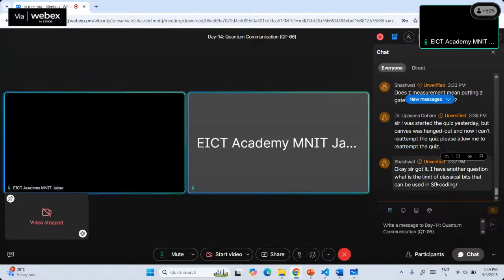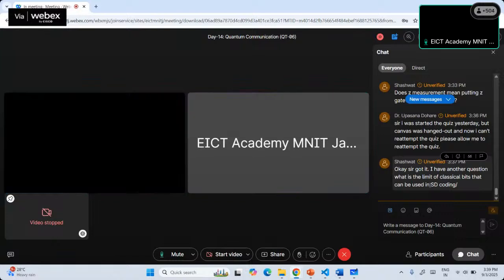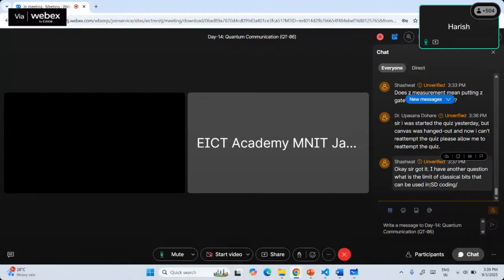There is a follow-up question: what is the limit of classical bits that can be used in superdense coding? Yes, only 2 bits we can send with a single qubit. If you want to send more bits, then for each additional 2 bits of classical information we require an additional 1 quantum bit. So with one setup we can send 2 bits of classical information using a single qubit.